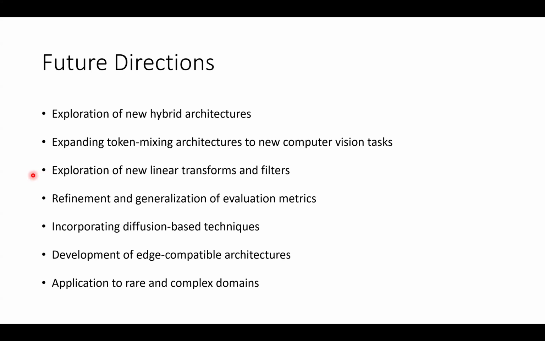Also, creation of edge compatible devices which have very few parameters, because in edge devices, the two important things are parameter count, which actually decides the size of the model, and also the feature map dimension, how big the feature size is, which computes the maximum GPU that is needed. And how we can apply these architectures to rare and complex domains where we have very little training data and we are constrained by a lot of resources.